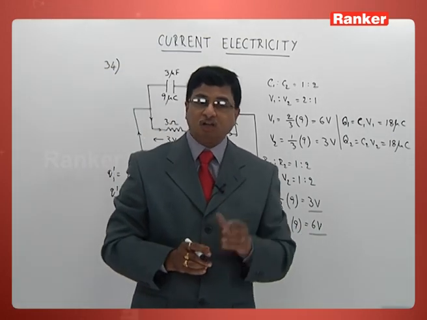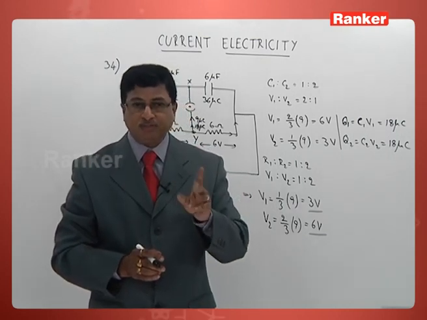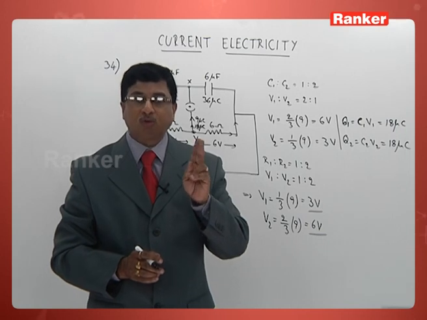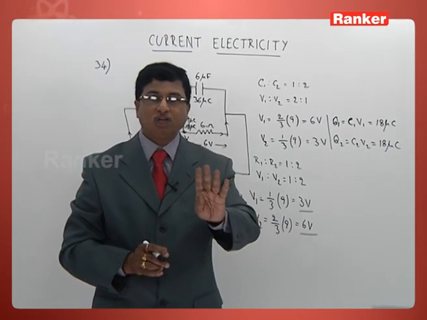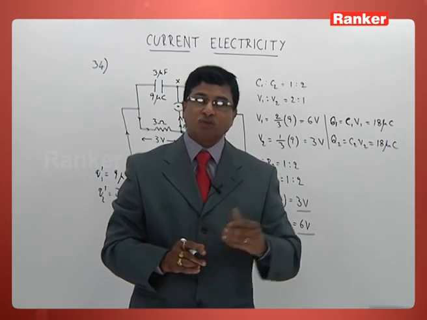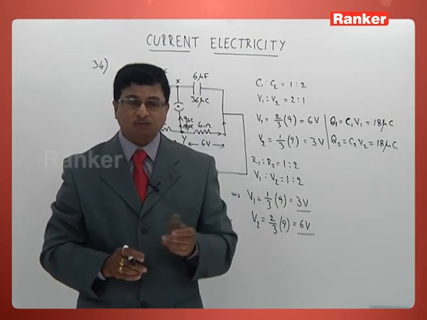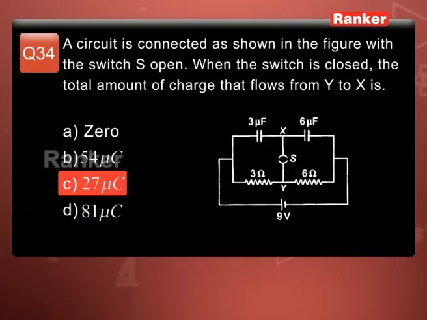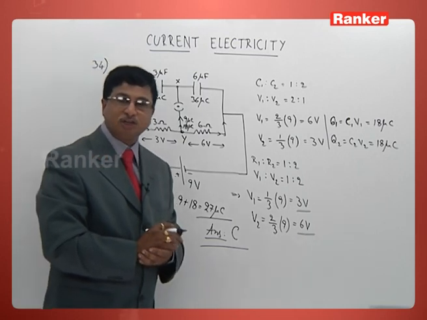What you can understand, look at the options given. First option is given 0. Second option is given 54 microcoulomb. Third option is given 27 microcoulomb. And fourth option is given 81 microcoulomb. So which one is the right option over here now? It is the third option which is going to be correct. So we can say the answer for this particular question is going to be C. It should now be 27 microcoulomb charge that flows from Y to X. That is the concept you need to understand.